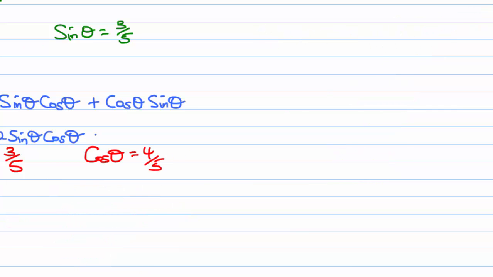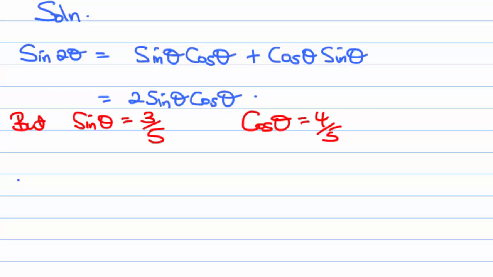So we can now replace for sine 2 theta, and wherever there is sine theta you put 3 over 5, and wherever there is cos theta you put 4 over 5. Once you evaluate that, you obtain our final answer, 24 over 25.